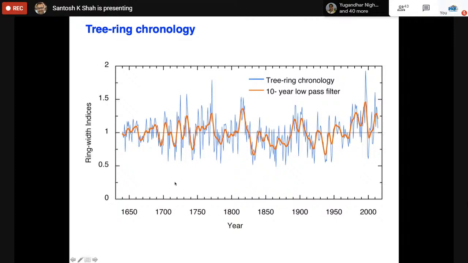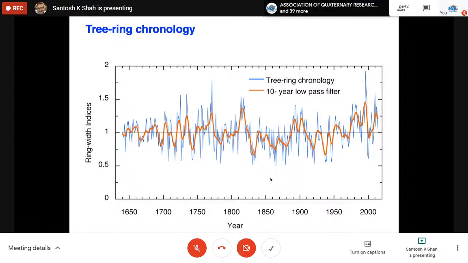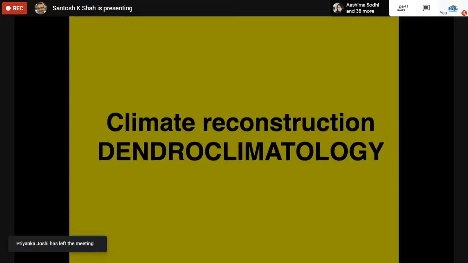In dendrochronology terms, this is a tree ring chronology. So here this is the average of all the samples, and the chronology length is from 1640 to 2018, sorry, 2014 I think. So this is the tree ring chronology. With the help of this tree ring chronology we can study climate patterns. Now I'm going to give some applications. Climate reconstruction using tree rings is a branch of dendrochronology.